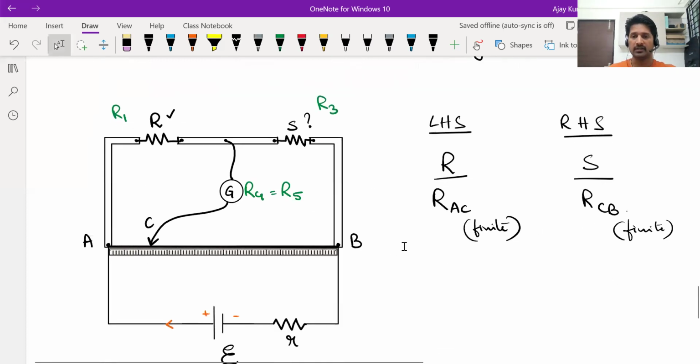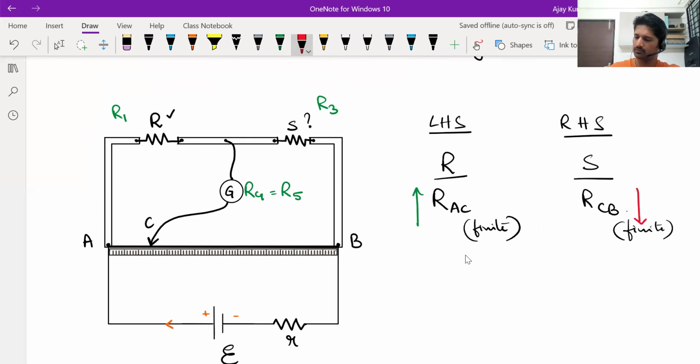But now what we are doing is, we are increasing the denominator of the left-hand side. So the left-hand side value will come down. The ratio value will come down. Right-hand side ratio value will increase. Why? Because RAC is being increased while RCB is being decreased. If you move the connector to the right side, this length is not the total length of the wire, no? So the resistance from C to B will not be total resistance R naught now. It will be less than that because the length has decreased.